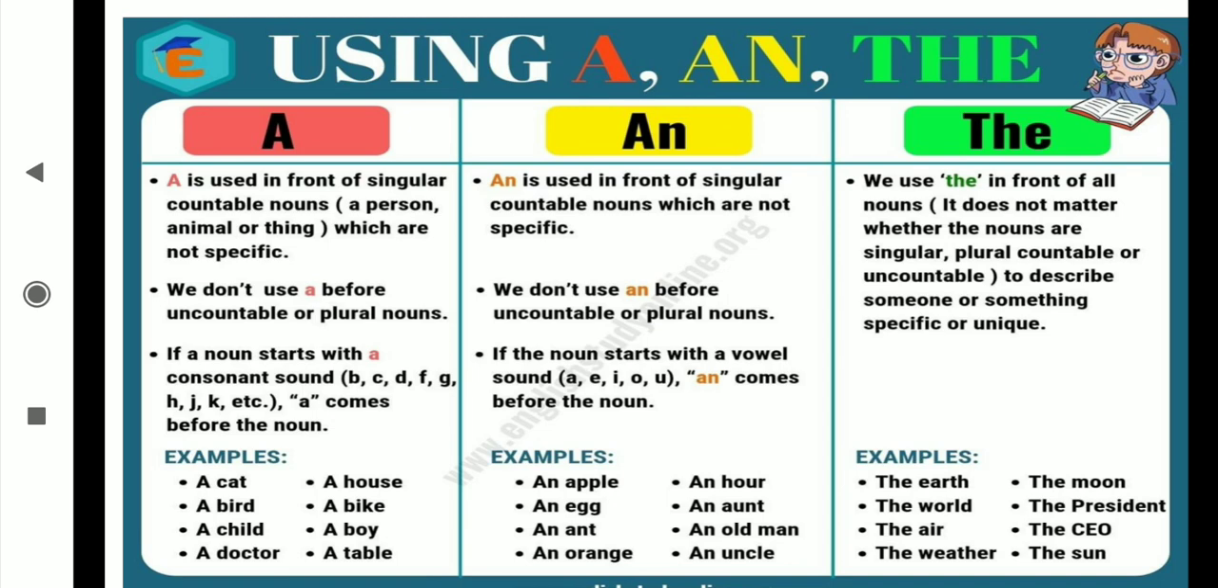The: we use the in front of all nouns, whether the nouns are singular, plural, countable or uncountable, to describe someone or something specific or unique. The earth, the world, the air, the weather, the moon, the president, the CEO, the sun. These are all one thing only, not common. These are specific, unique. That's why we have used the in front of these nouns.